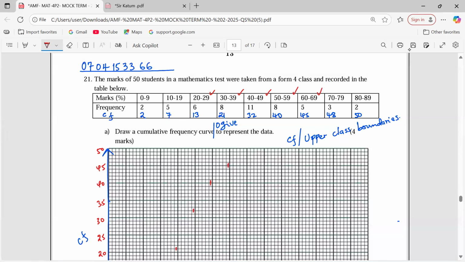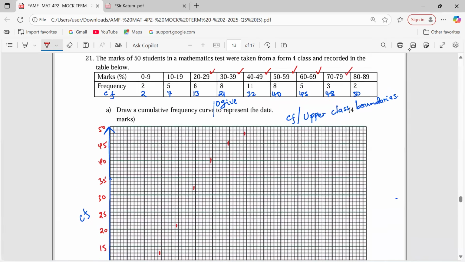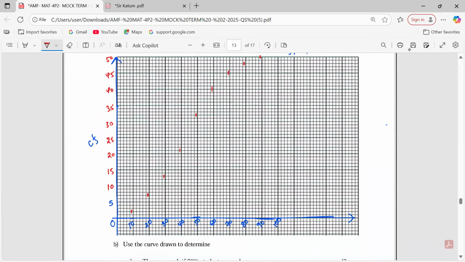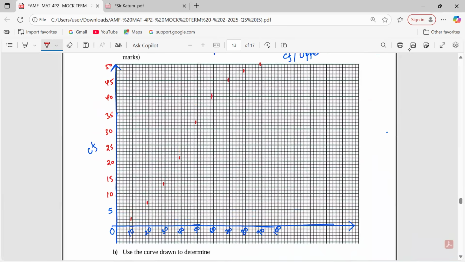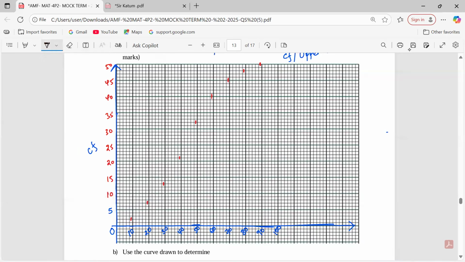Then we're also having 79.5 against 48. So against 48, slightly below 50. And finally, we have 89.5 against 50. Against 50. That is the point. So you can see, even before you connect the dots, they are already suggesting the shape of an ogive, which is a stretched letter S. So now we can connect all this to come up with our ogive.